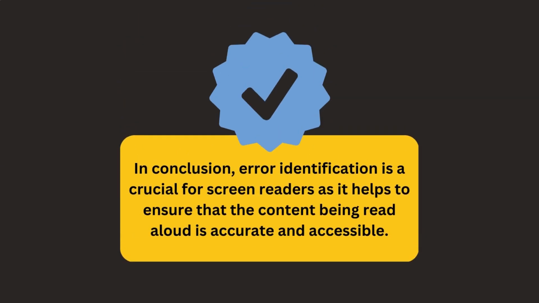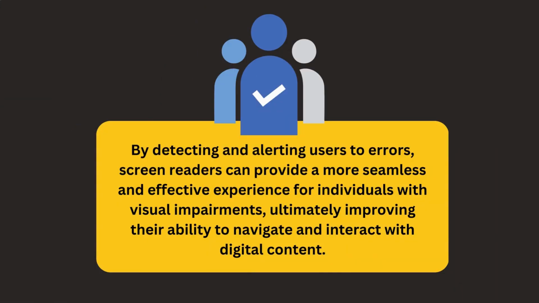In conclusion, error identification is crucial for screen readers as it ensures that the content being read aloud is accurate and accessible. By detecting and alerting users to errors, screen readers can provide a more seamless and effective experience for individuals with visual impairments, ultimately improving their ability to navigate and interact with digital content.